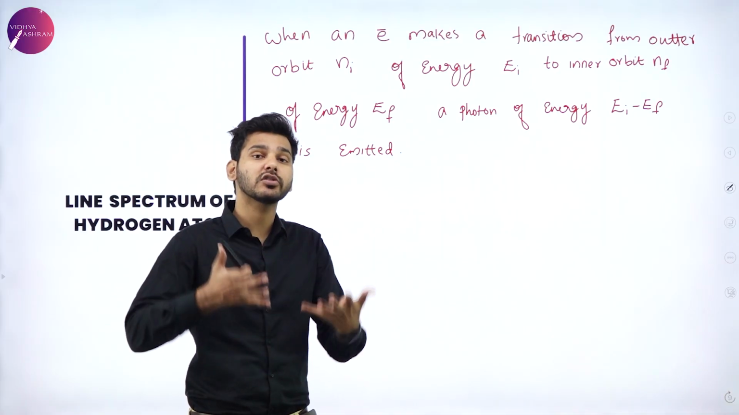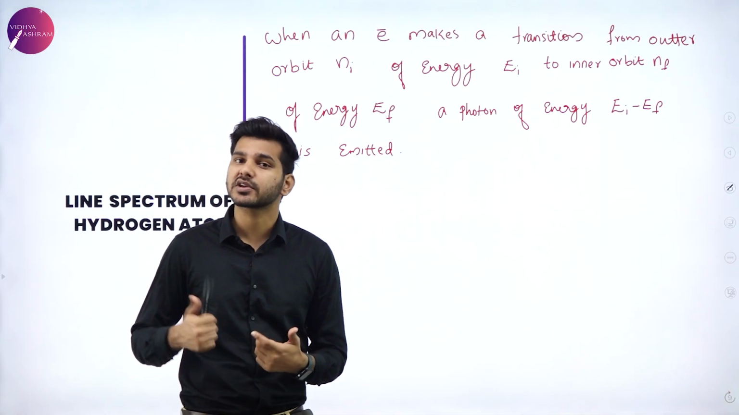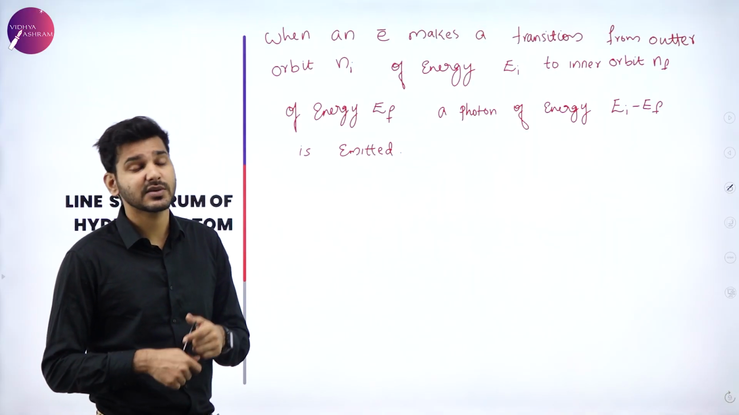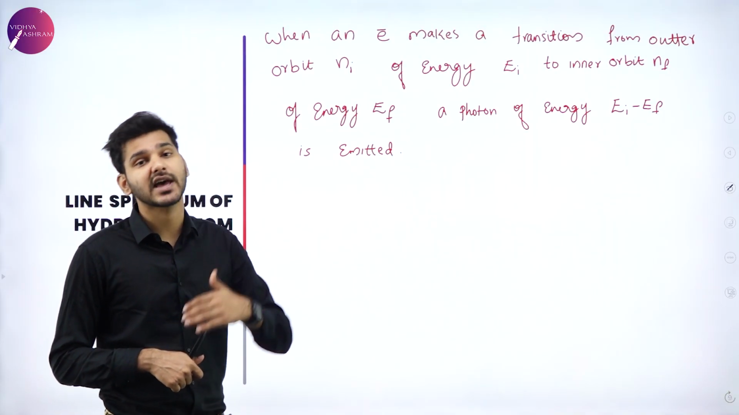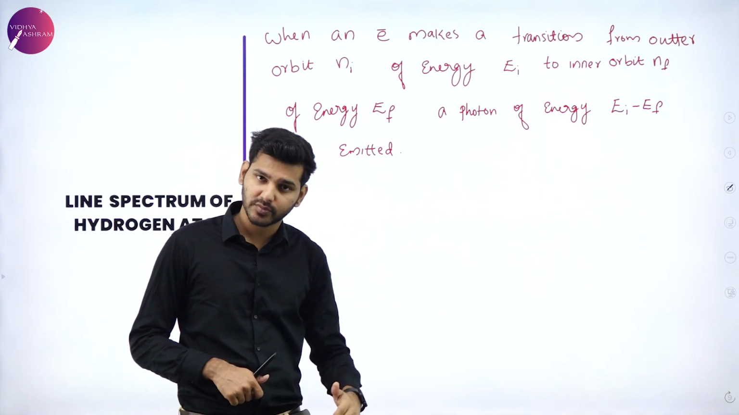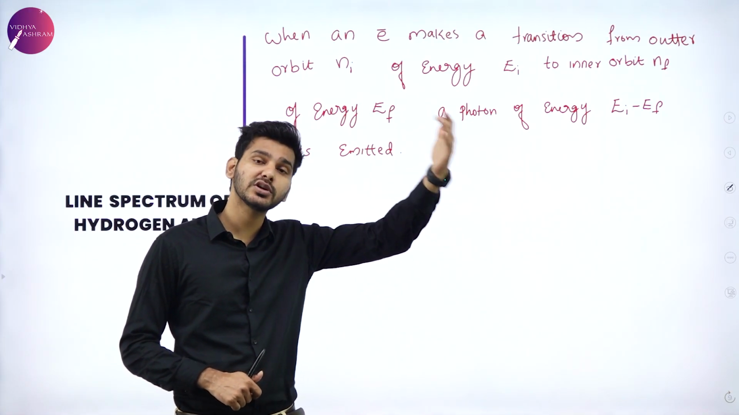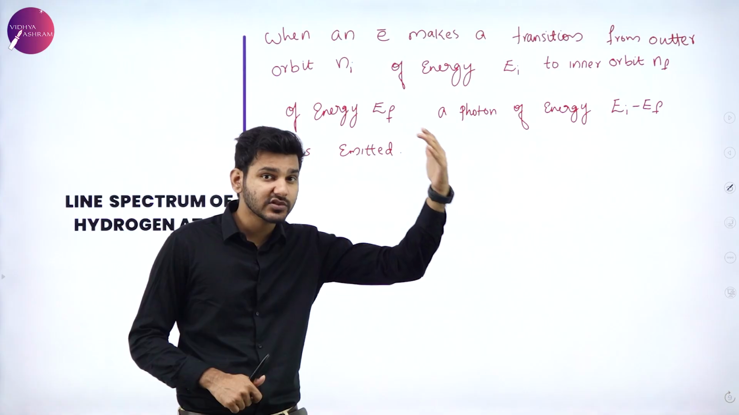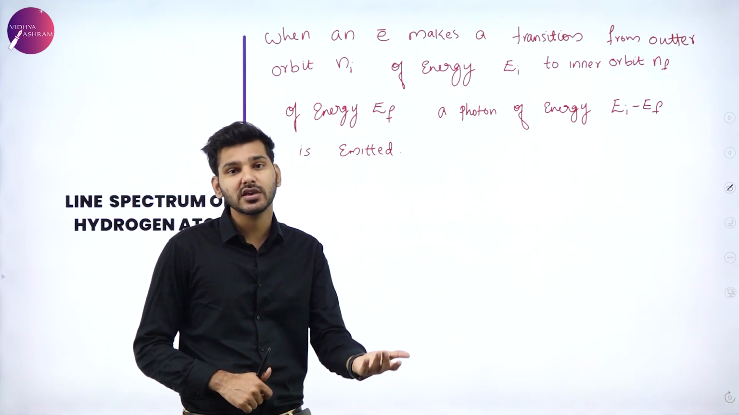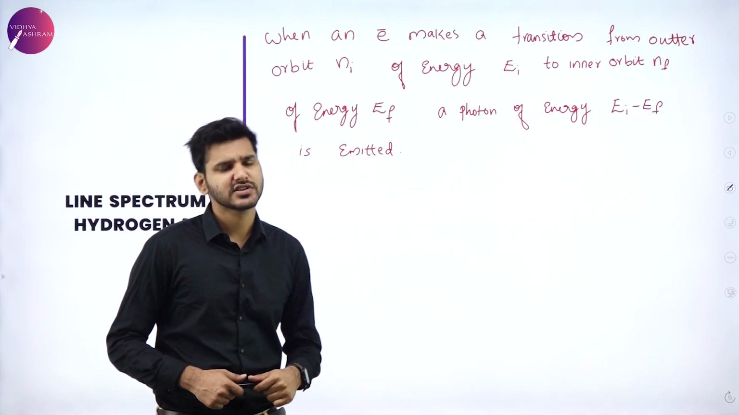This particular process is termed the line spectrum of the hydrogen atom, and there is a variety of spectra depending on where the electron is actually jumping from. Is it jumping from the second orbit to the first orbit? Is it jumping from the third orbit to the first orbit? Is it jumping from third to second? Like that, depending on where the electron is jumping, there will be different kinds of spectra.